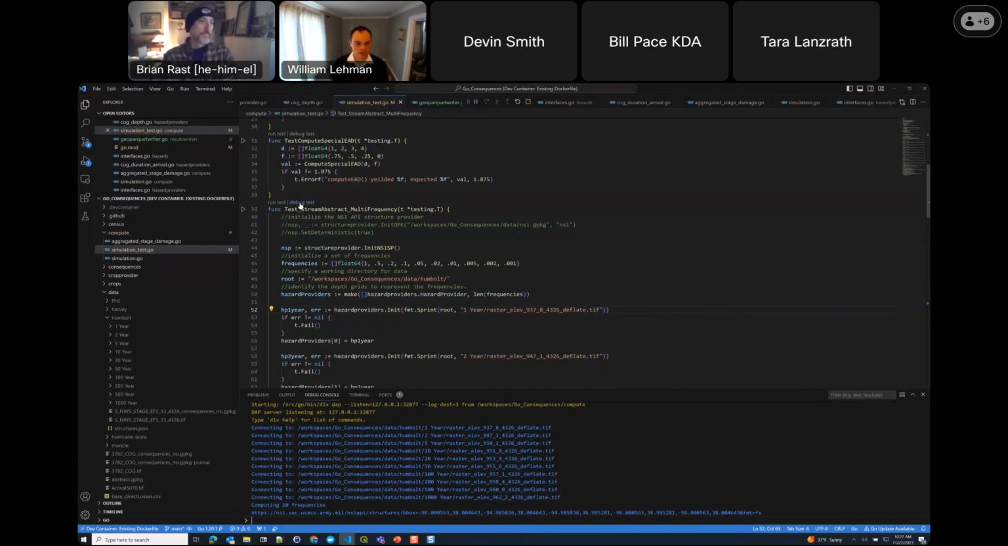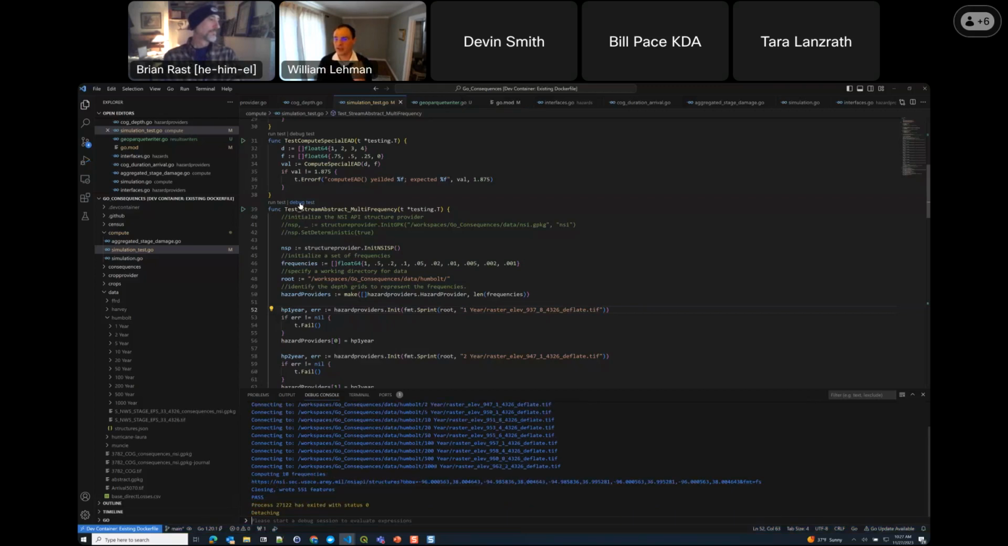And so then we'll compute off of them. The really interesting thing about Go Consequences is it doesn't actually load the depth grid into memory. This is how we achieve appropriate memory management. What happens is it loads a structure into memory, gets its geolocation, and then queries the depth grid. So there it goes, it's already done. That took about 30 seconds to run Humboldt County for all of those expected annual damages.